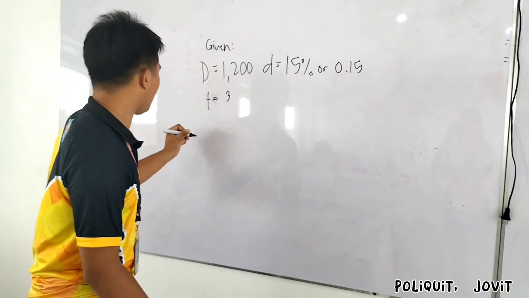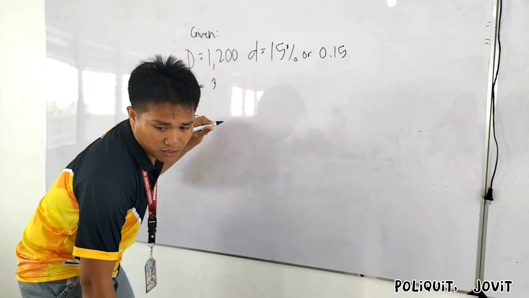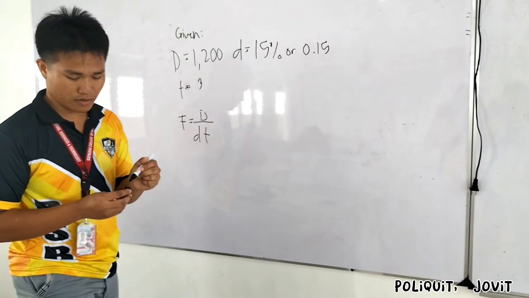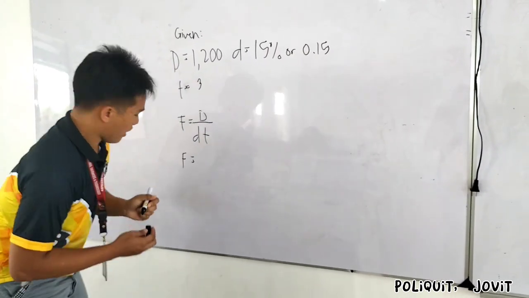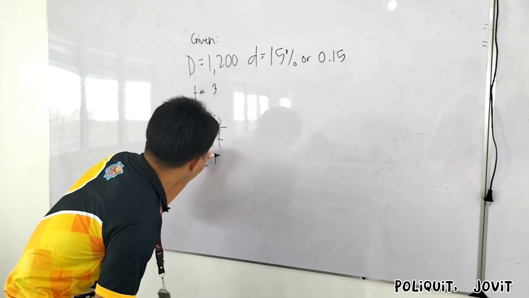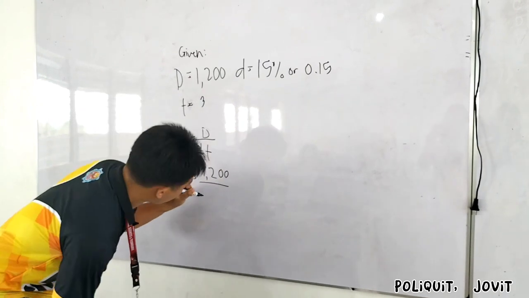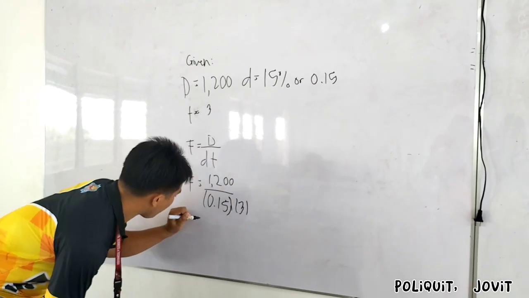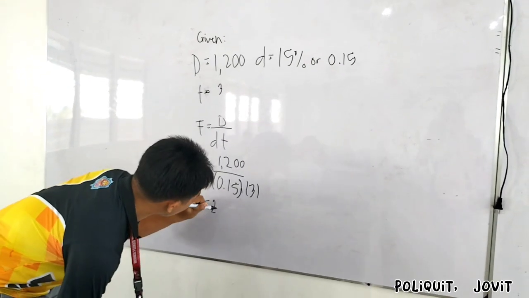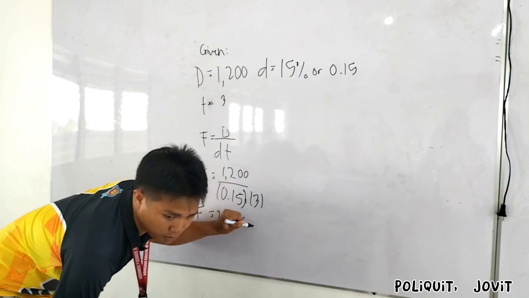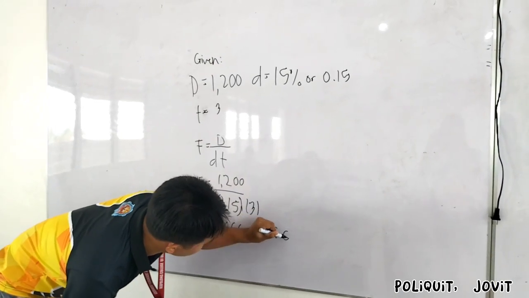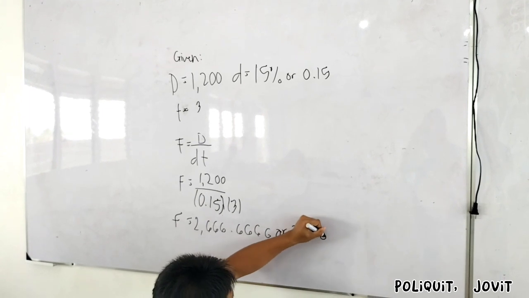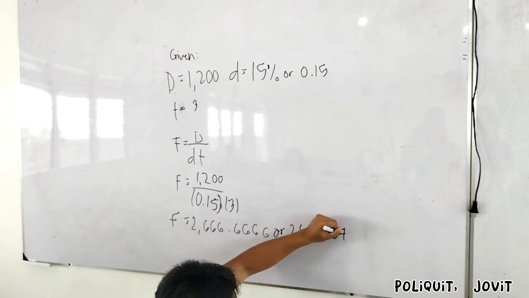So ang ipangita dire is the final amount. So, ang gamiton nato is final amount equals discount over discount rate times time. So, ang final amount equals 1,200 over 0.15 times 3 is equal to 2,666.6666 or 2,666.67.